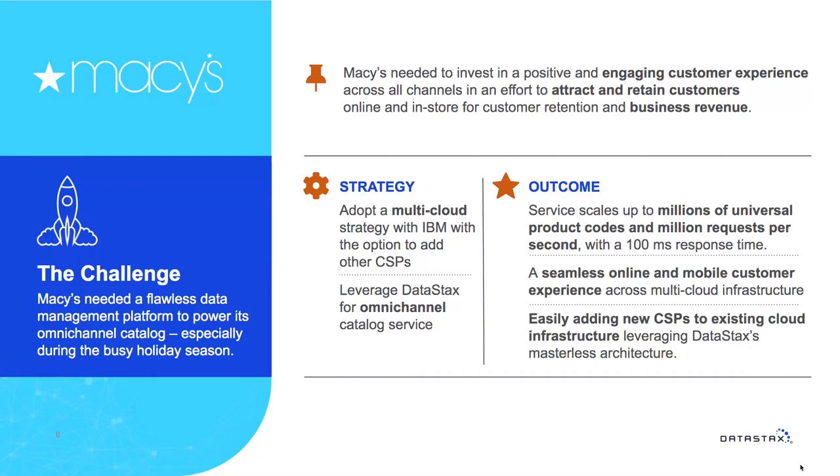They did that with IBM initially, and it leveraged DataStax for its omnichannel catalog service. The result of all that was the API for Macy's omnichannel catalog now scales up to millions of universal product codes and a million requests per second with a millisecond response time. Lots of millions in there, but you get it, right?